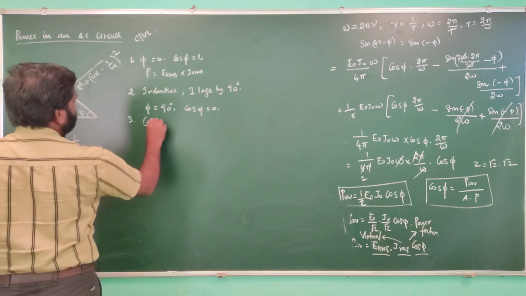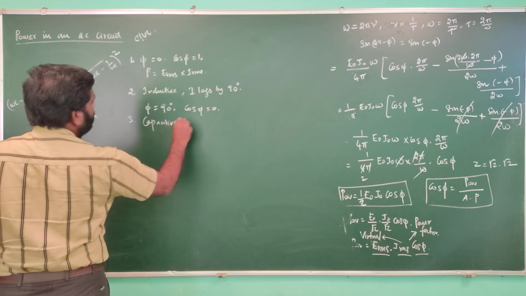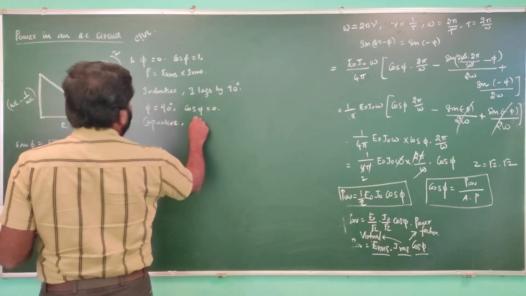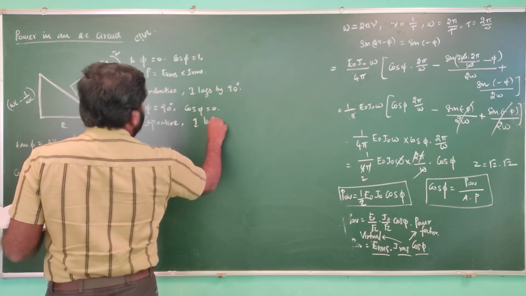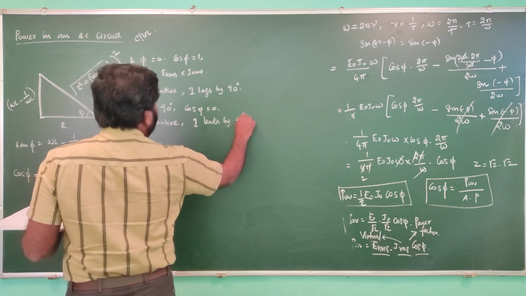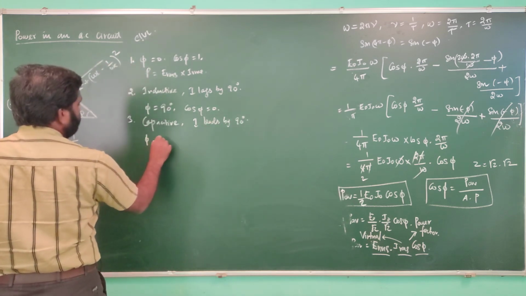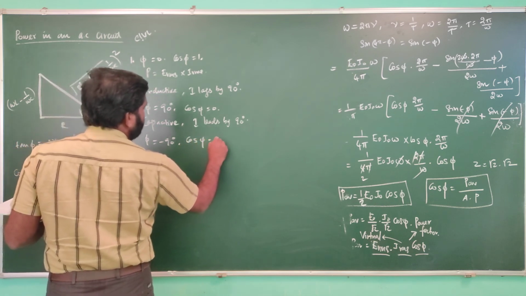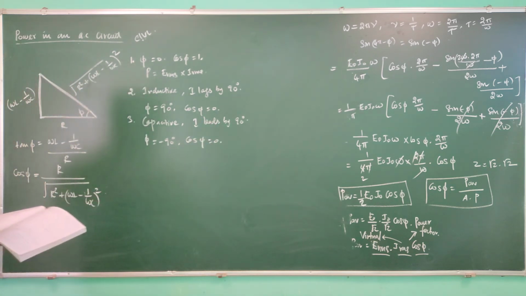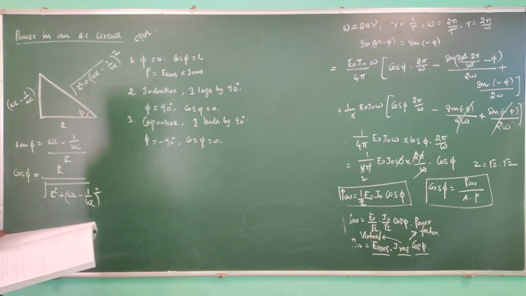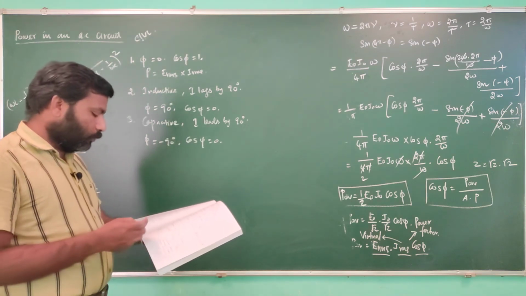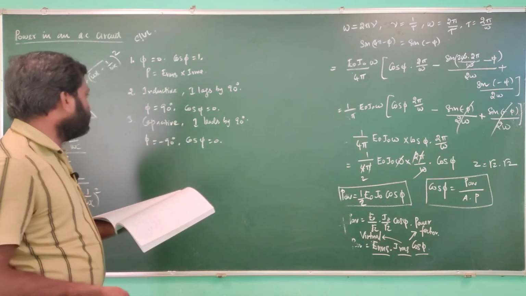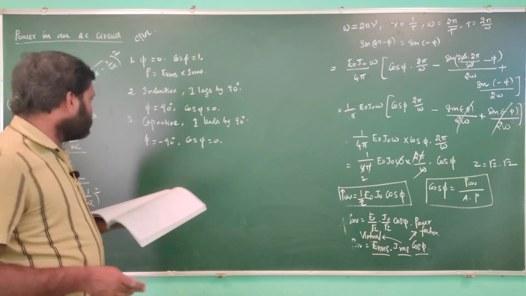Third case, a purely capacitive circuit. Here I leads by 90 degrees, so that phi becomes minus 90 degrees. So cos phi becomes 0 here also. So for a purely capacitive circuit also, the current leads by 90 degrees, so the true power becomes 0.